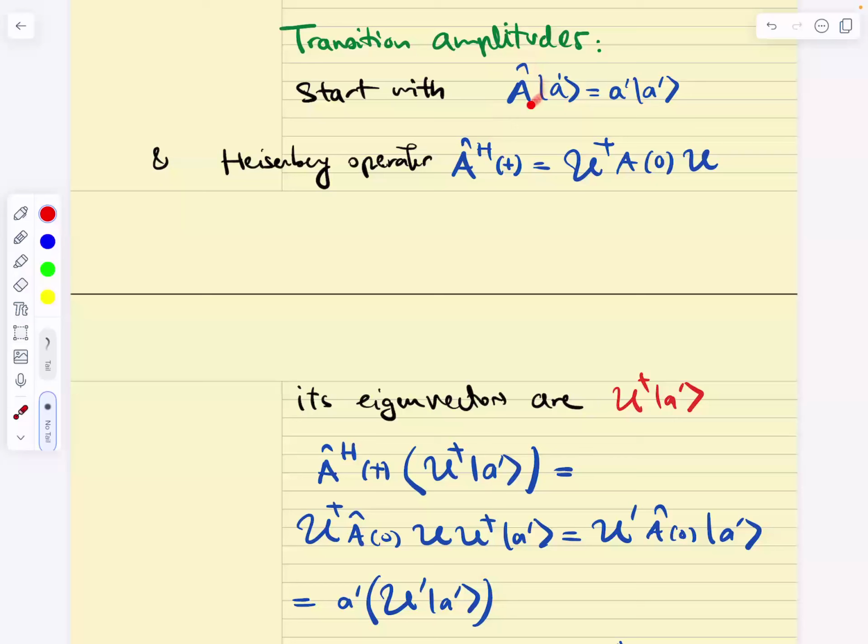Now, this operator, we're going to treat it as a Heisenberg operator, so it would evolve with time, and time evolution basically sandwiches it with U dagger and U. So it's a legitimate question to ask, what are the eigenvectors of this operator as a function of time? Do you have a guess? Well, I said I'm giving it to you. If A prime was the initial eigenvector, at later time, U dagger of A prime is the eigenvector. How do you see that?